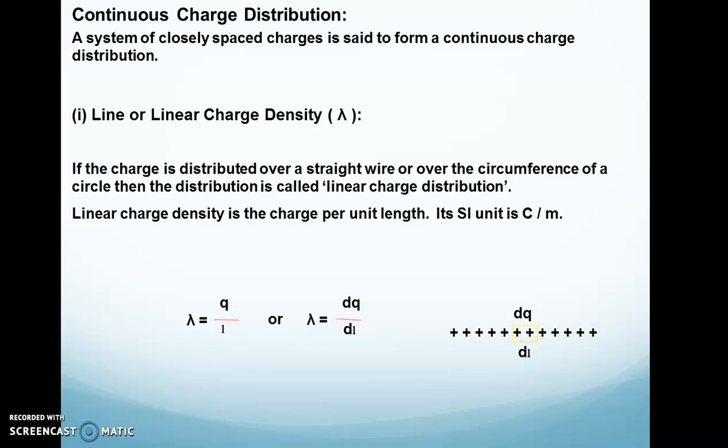If we take a small segment of the line object dl and its charge is dq, then it may be taken as dq by dl is equal to lambda. Now what is the unit of this? Coulomb per meter, right? Now we can calculate the charge by integrating lambda with respect to dl.